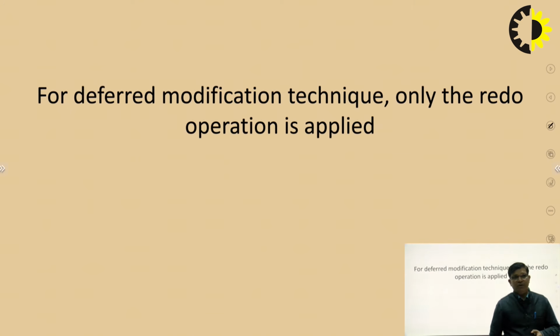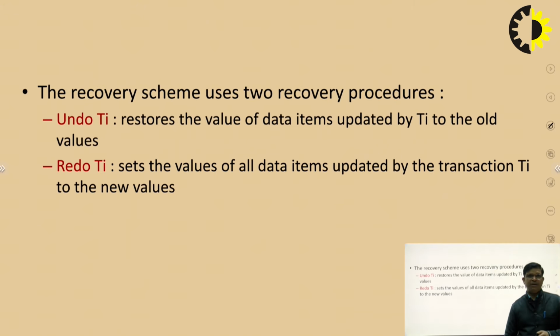So for the deferred modification technique, only the redo operation is applied, and for the immediate modification, we have to apply undo and redo both. Okay. So these are the two procedures, undo and redo. Undo transaction means restoring the value of the data item that is updated by Ti to the old values. And redo means the new values are updated by the transaction.